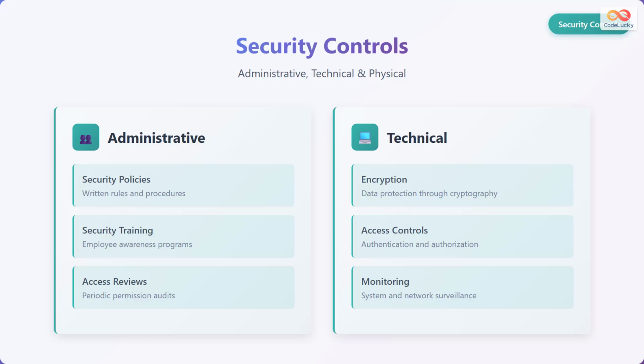Monitoring establishes system and network surveillance capabilities that track activities, detect anomalies, and provide alerts when suspicious behavior occurs. Physical controls protect the tangible assets and facilities where systems operate, including locked server rooms, security cameras, and environmental controls that maintain proper operating conditions.